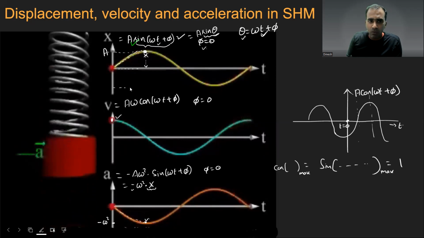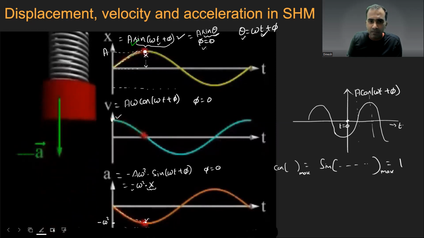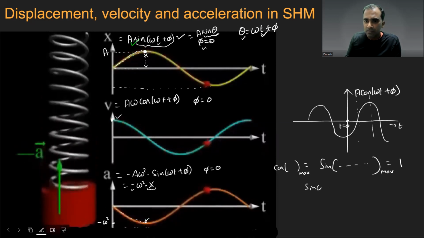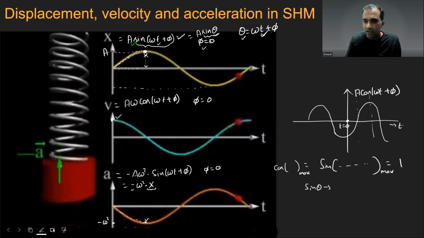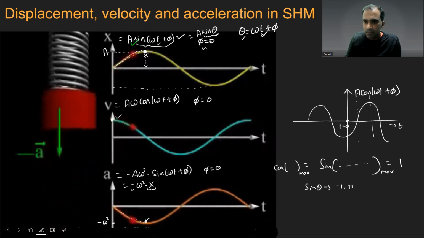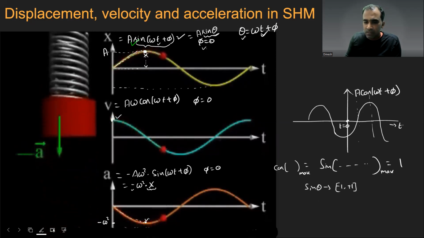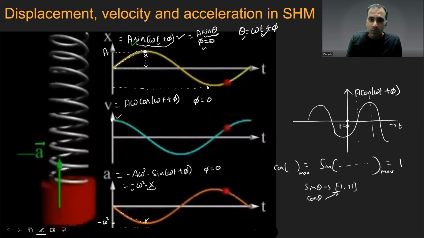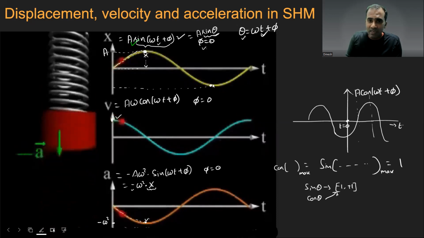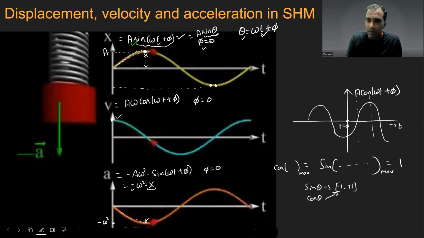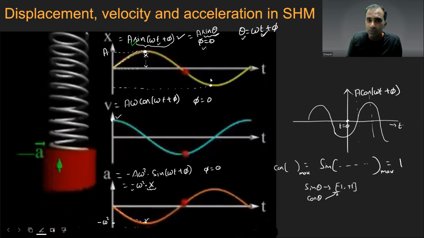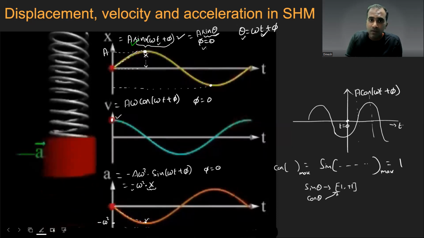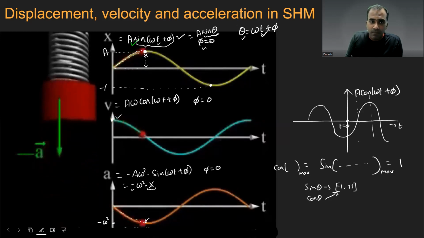Similarly, can somebody tell me what is the minimum value of sine? Sine or cos? Sine theta takes values from minus 1 to plus 1. Similarly, cos theta also takes the same range of values. What is the minimum value possible? The negative maximum, or the minimum value, happens when sine theta becomes minus 1. When sine of omega t plus phi becomes minus 1, x becomes minus A.